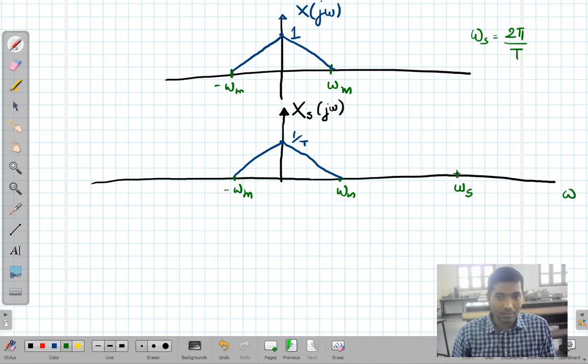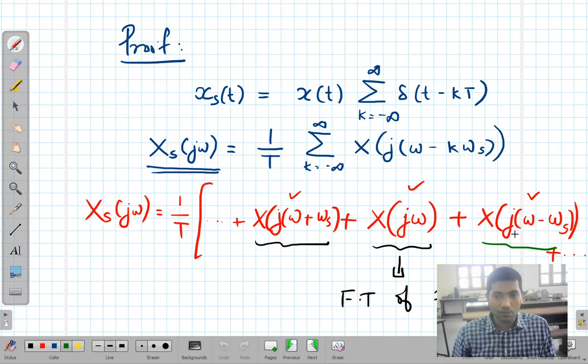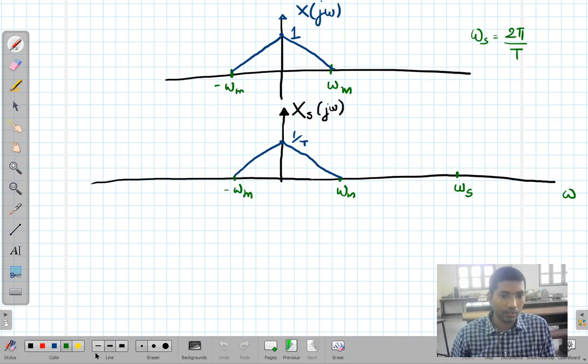So if this is ωs, what will be the second signal? This will be the Fourier transform X(jω) shifted by ωs. Now I am trying to draw, this is ωs. On the left hand side you will have ωs - ωm, and on the right side somewhere over here this is ωs + ωm. And in this range the height will be 1/T. So this will be the signal corresponding to X(jω - ωs).